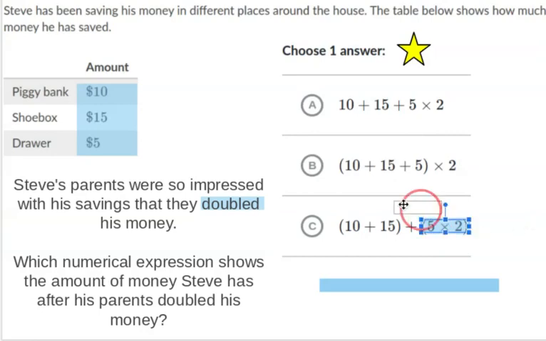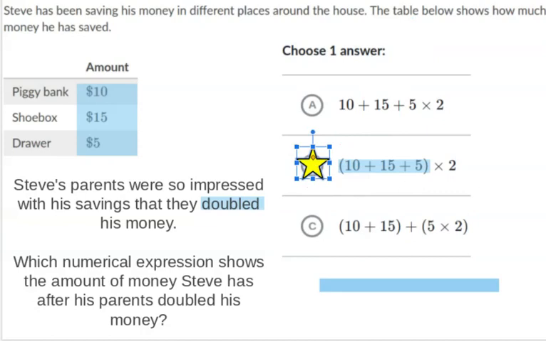So when I look at letter choice B, I see that this piece here in the parentheses groups together all of these amounts. And if I added all of them first, that would be what Steve said, hey, Mom and Dad, I found $30 in my drawer, my shoebox and my piggy bank all together, and then it gets doubled. So you should have been thinking answer choice B. Again, if you have any questions on these first 2 examples, now would be a great time to send me an email so we could go over these.